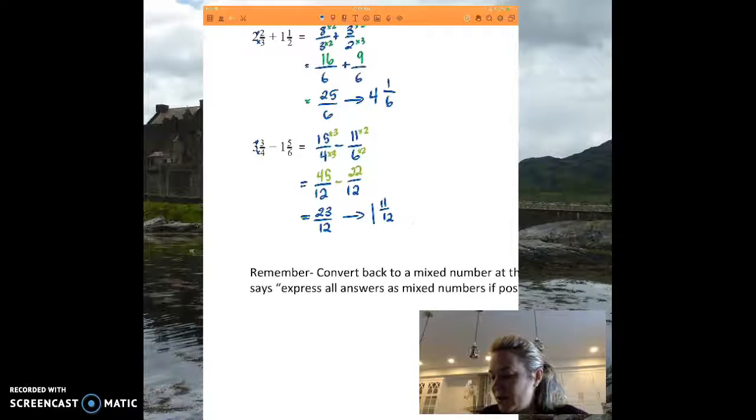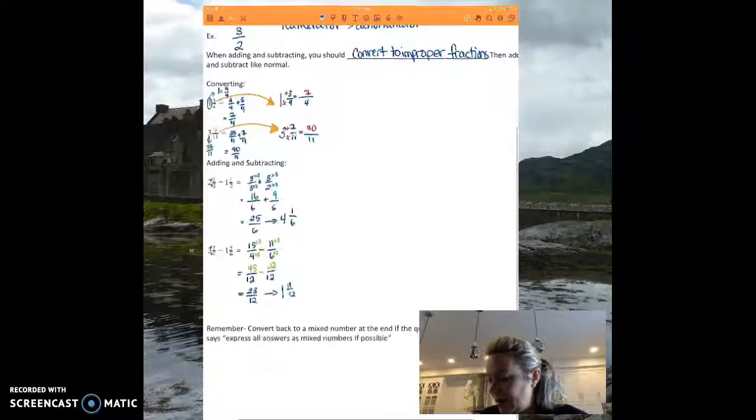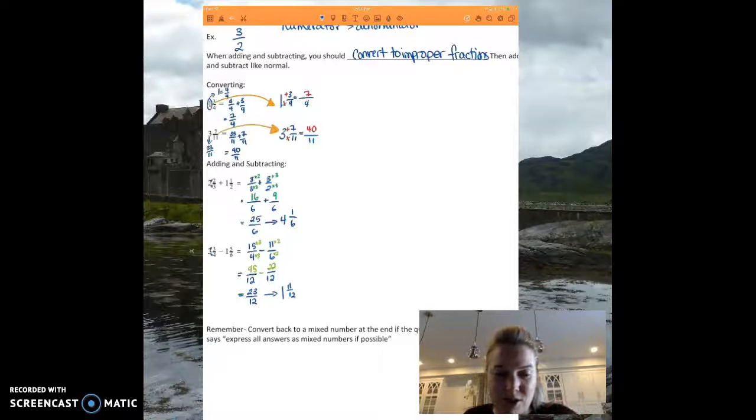Okay, so here's some important information. It says convert back to a mixed number at the end if the question is a word problem, or if the question says express all answers as mixed numbers if possible. Just to let you know, that phrase will be on every test that you write. So keep an eye out for it and make sure you're comfortable switching both from mixed to improper and from improper back to mixed.